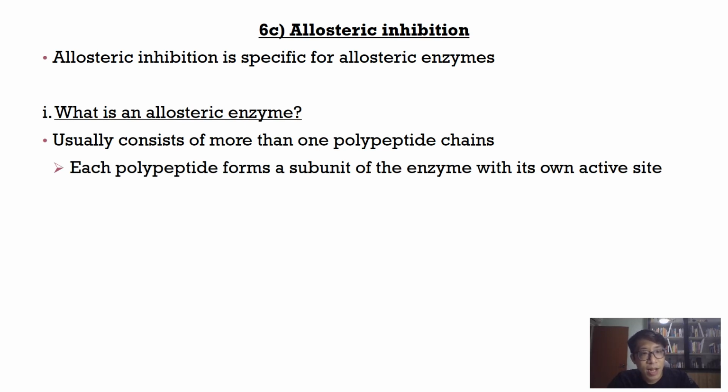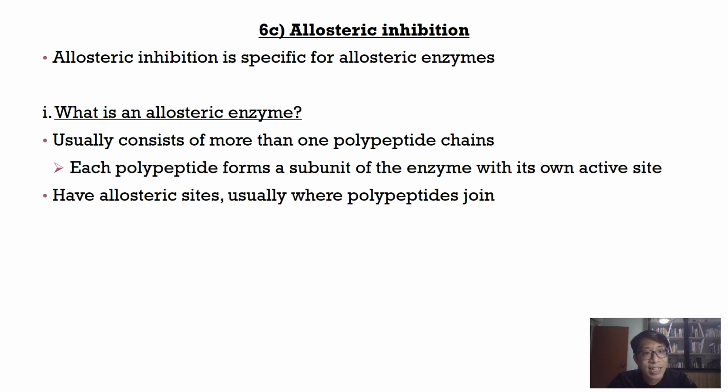Allosteric enzymes usually consist of more than one polypeptide chain. Each polypeptide chain forms a subunit of the enzyme, and each subunit has its own active site. So allosteric enzymes are usually quaternary structures with more than one subunit, made up of more than one polypeptide chain, with more than one active site.